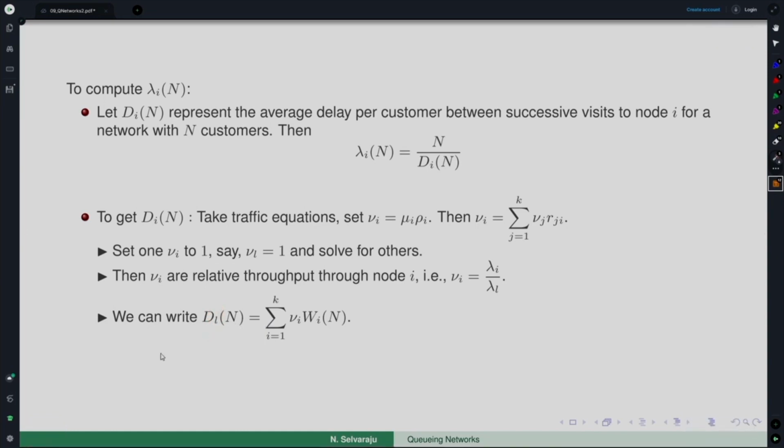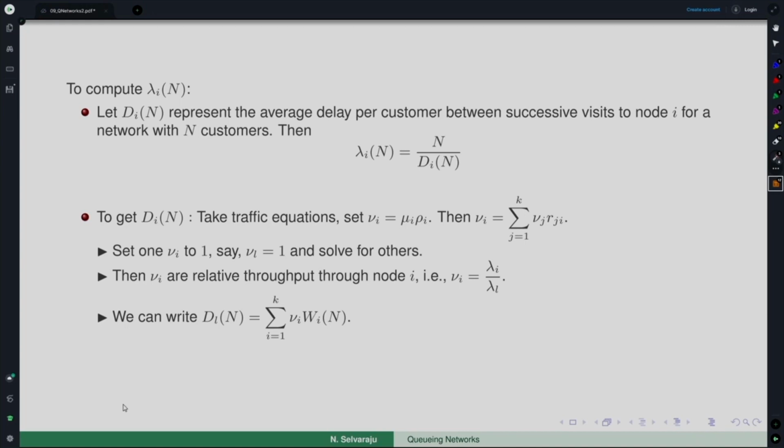L is the normalized node that we are taking, because you can imagine this nu I can also be interpreted as the expected number of visits to node I after leaving node L prior to returning to node L. So, this visit count quantity we have not defined for this network, but that is the interpretation that we can give. Say, for example, if we have a 2 node network with nu 1 equal to 1 and nu 2 equal to 2, then since the arrival rate at node 2 is twice that of node 1, that is what we call relative throughputs, relative arrival rates.